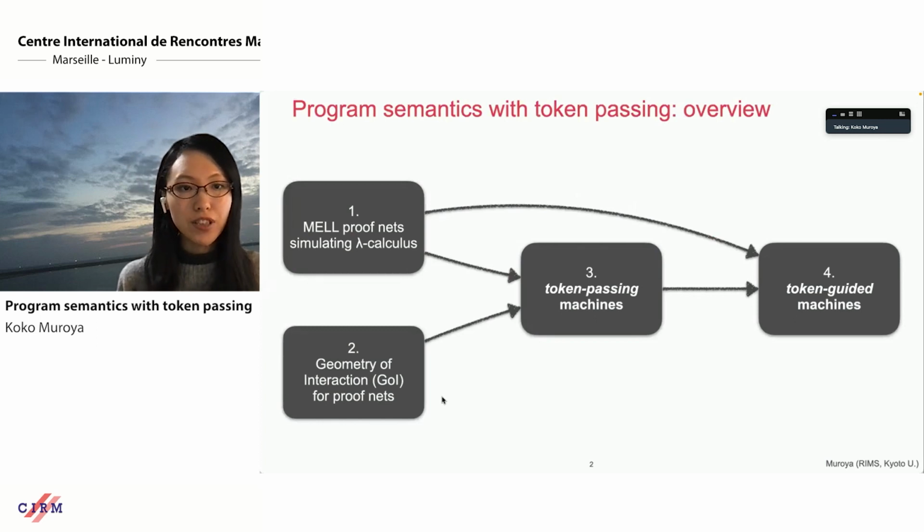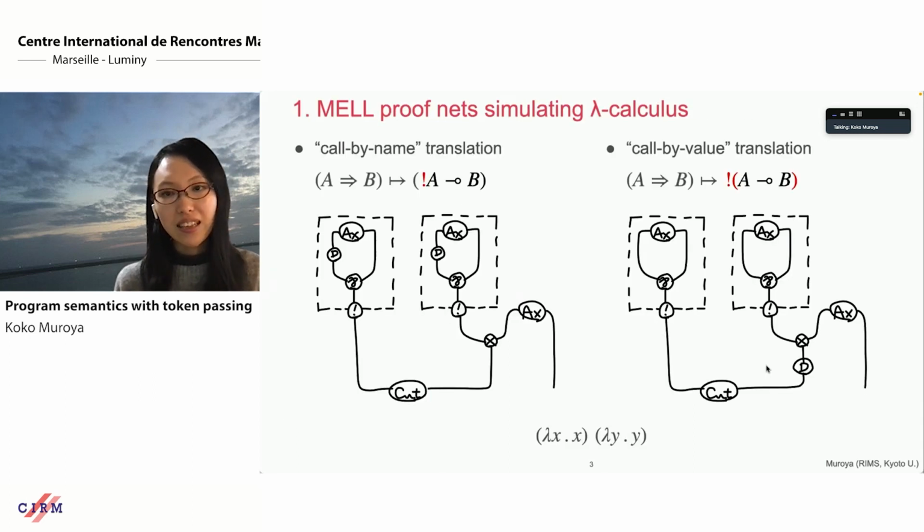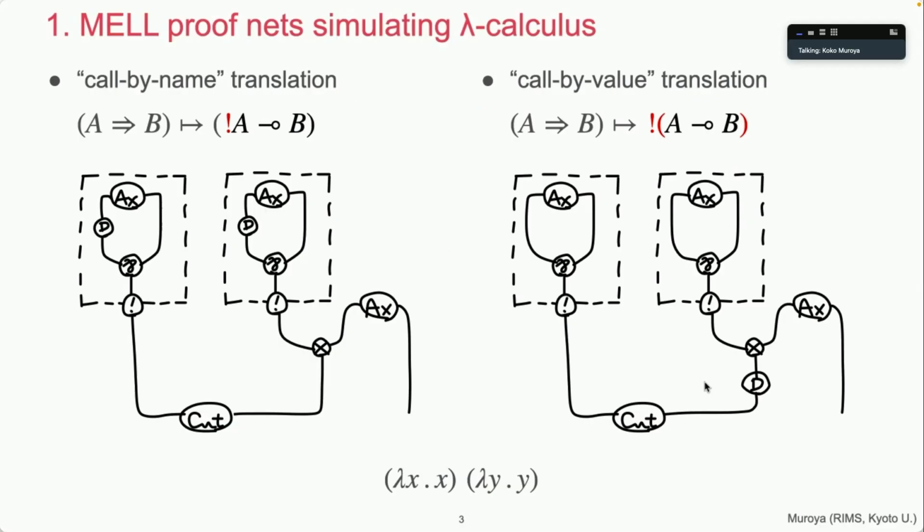Okay, so the first one to recall is MELL proofnets, and you've probably seen that these proofnets can simulate lambda calculus, which can serve as a model for functional programming. And there are many, at least a few, famous translations from lambda calculus into proofnets. On the left-hand side is the so-called call by name translation, and on the right-hand side is the so-called call by value translation.